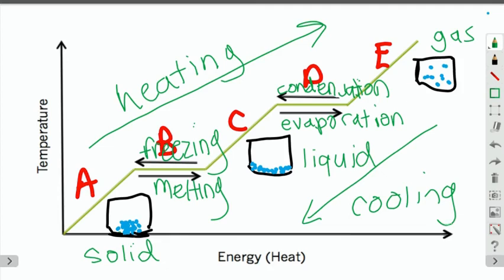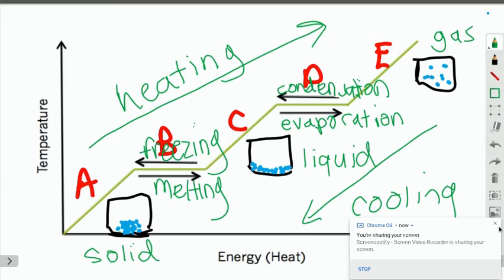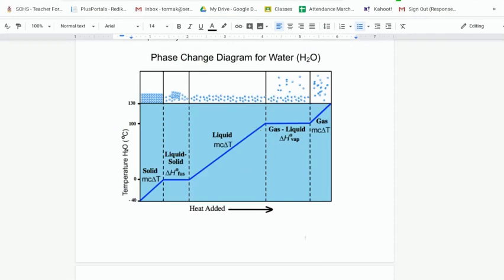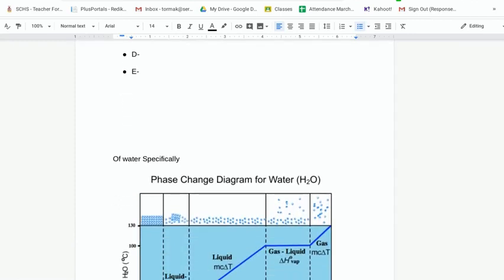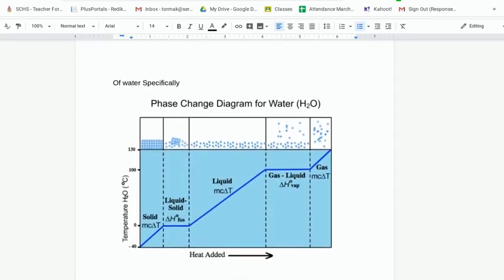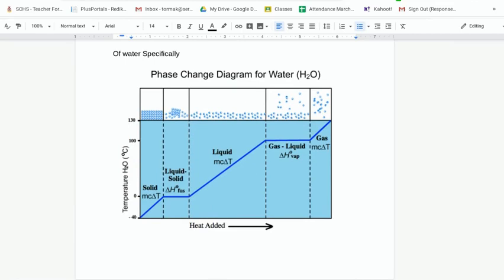But this describes, now that we have looked at a phase change diagram of just a regular substance, I thought we would look at a phase change diagram of a certain substance that we deal with a lot. If you go back to your notes, right underneath, all the A through E is a phase change diagram of water. And this is what I was talking about, where it gives a specific temperature.